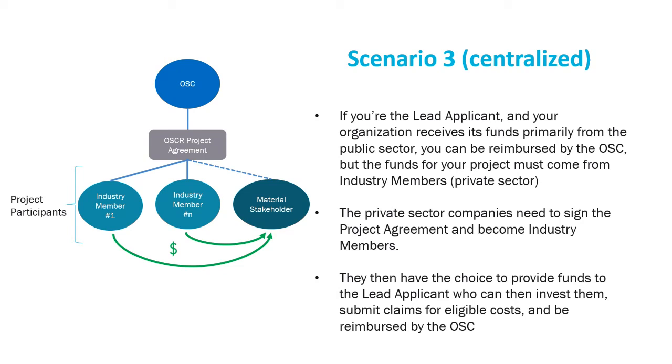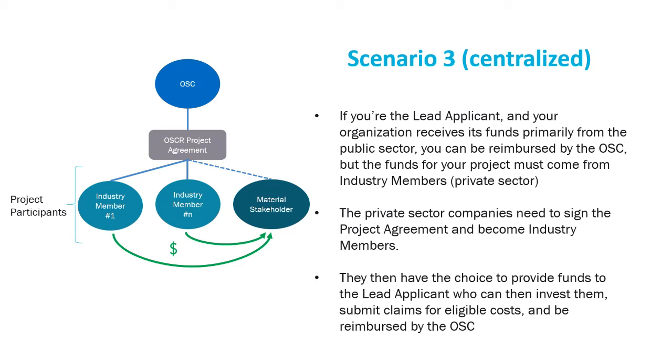That means the organizations they're working with, those who are going to be making the investment, need to sign the project agreement and become industry members. And then they're able to provide those funds to the material stakeholder so that they can execute the project and submit costs to the OSC and be reimbursed by the OSC. What's key here is they need to follow the guidelines of eligible cost submissions. And that means there wouldn't be any overhead on the costs that they're submitting.